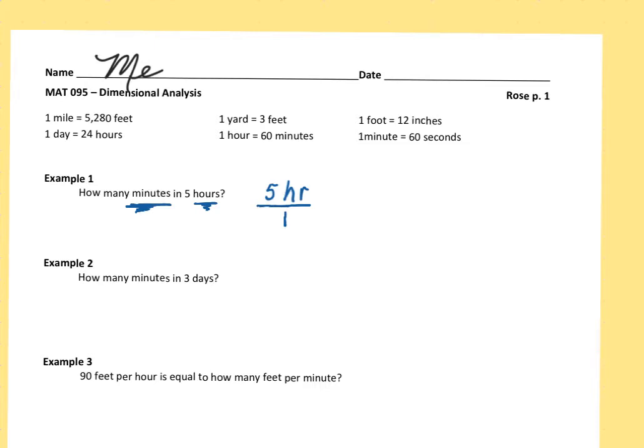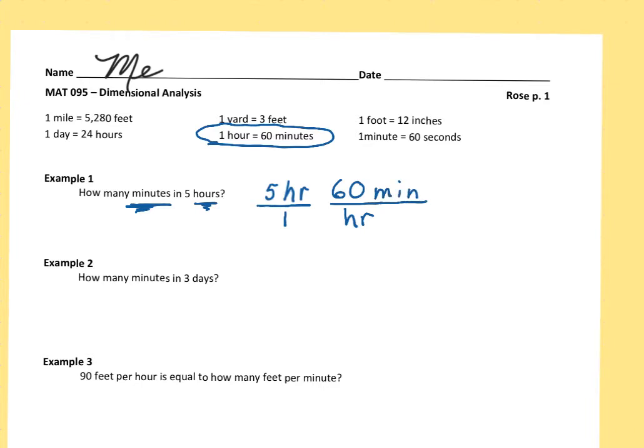I need a conversion factor that involves minutes and hours. So looking up at the top, I see here I have a conversion factor of 1 hour equals 60 minutes. I want to get rid of my hours. I want to be able to cancel that. So I'm going to put hours in the denominator. And I will put the 60 minutes in the numerator.